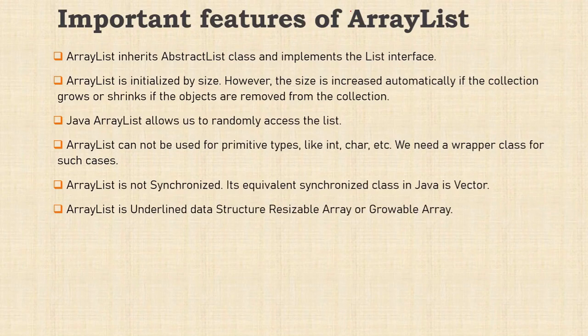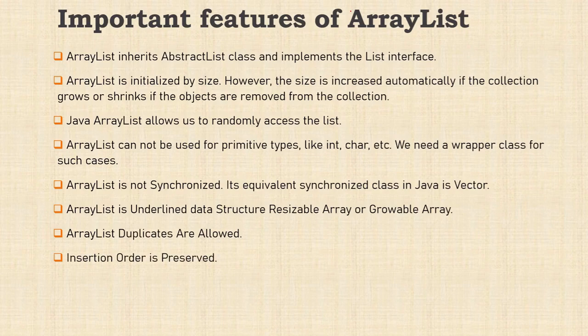ArrayList's underlying data structure is a resizable array or growable array. Inside, it uses a growable array, and in ArrayList duplicates are allowed, so it's possible to insert duplicate data. Insertion order is preserved, which means it follows the insertion order. In the same order you store, it will be available.